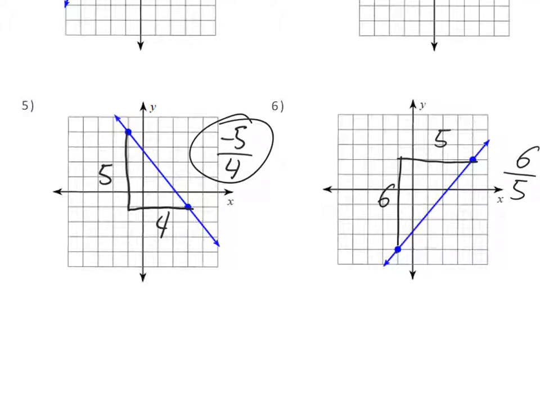Okay, so what I want you to do, go ahead and work on your homework for the rest of the period, and if you finish all of that, then start working on your Delta Math.